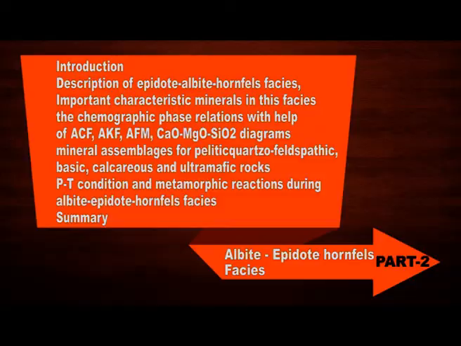The course content on metamorphism of low pressure metamorphic facies begins with introduction, followed by the description of albite epidote hornfels facies, the important characteristic minerals in this facies, the chemographic phase relations with the help of ACF, AKF, AFM and CaO, MgO, SiO2 diagrams, and mineral assemblages for pelitic, quartzo-feldspathic, basic, calcareous and ultramafic rocks, and finally the pressure temperature condition of metamorphic reaction during albite epidote hornfels facies.